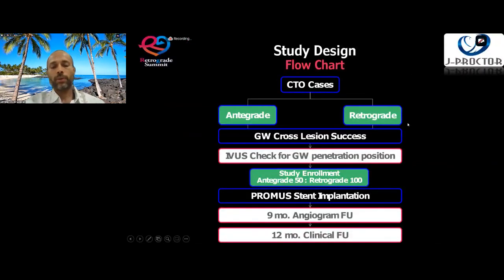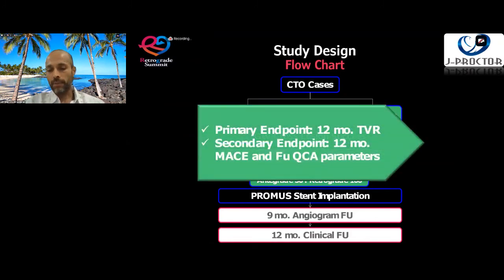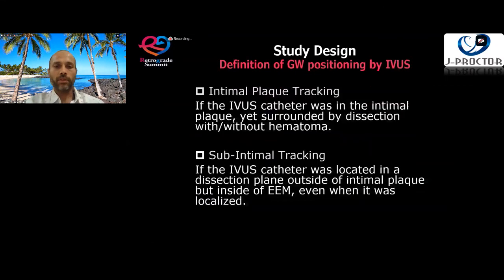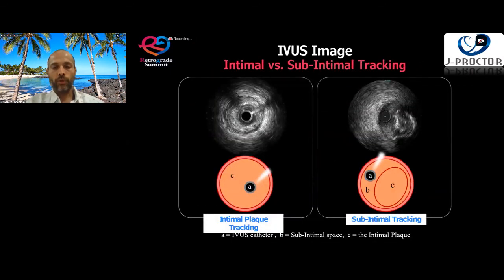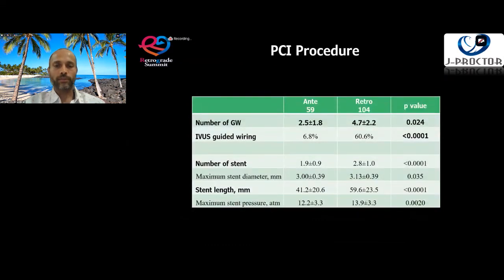So what they did was look at how antegrade goes and how retrograde goes. They used IVUS to check whether they were truly intraplaque or subintimal, and then they wanted follow-up angiograms and 12-month clinical follow-up. These were the primary endpoints. In the interest of time, I'm just going to go to the results. From a textbook standpoint, intraplaque is when you're within the plaque, and subintimal is when you're subintimal. Here, between 3 and 6, you see the true lumen compressed.